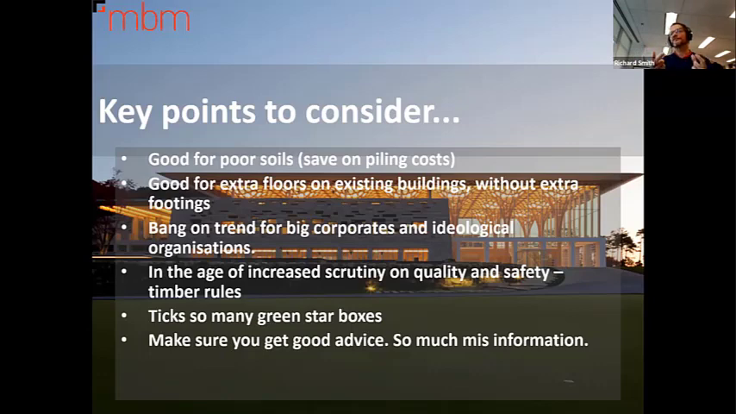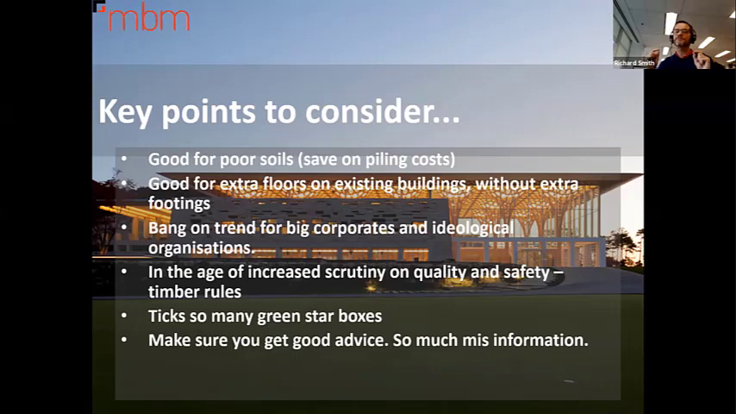It's bang on trend for big corporates and ideological organisations, which, in the face of everything that goes on in the news nowadays, most corporates would be leaning that way now. In an age of increased scrutiny on quality and safety, I think timber absolutely rules. I really do. Same as prefabrication. Prefabrication is in place as well. It obviously ticks a lot of Green Star boxes.